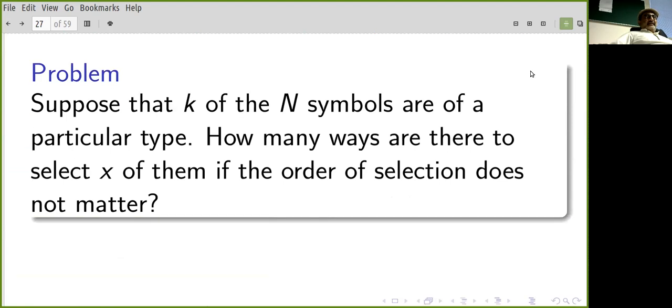So supposing that k of the n symbols are of a particular type. How many ways are there to select x of them if the order within the selection does not matter? Well, there are k symbols of a particular type of which you are to select x with order not mattering. So there'd be k choose x of them. And then there are n minus k symbols, which are not of that type.